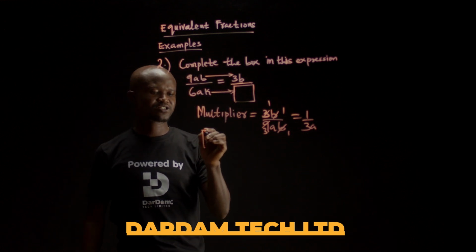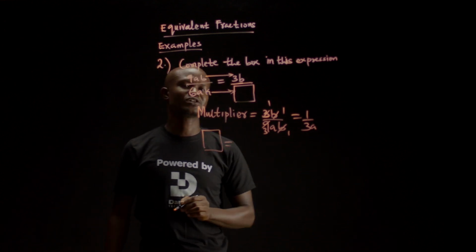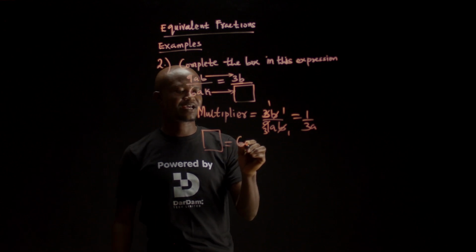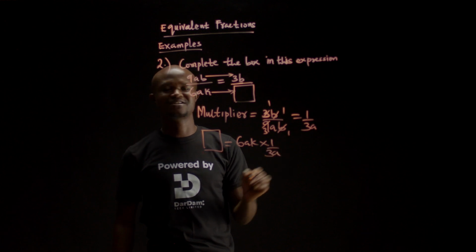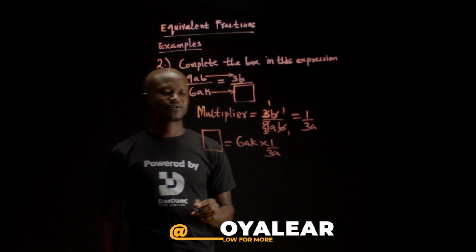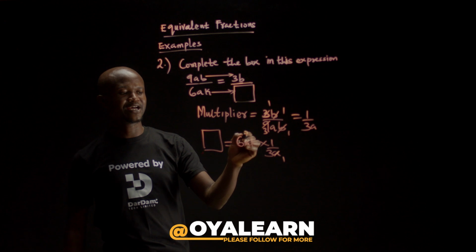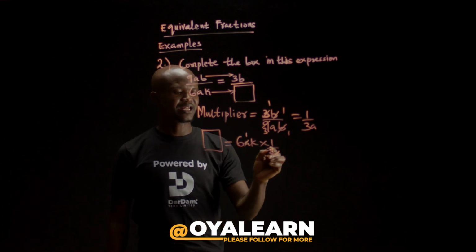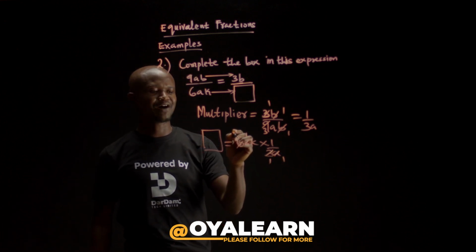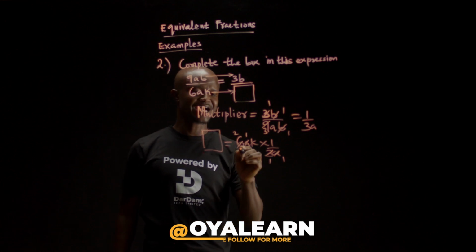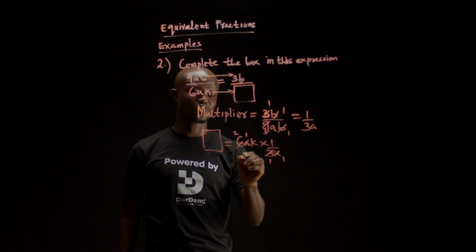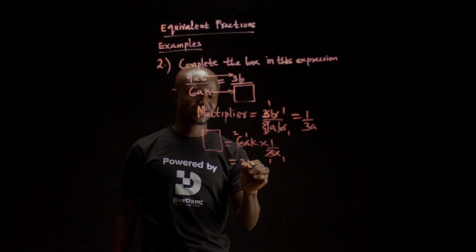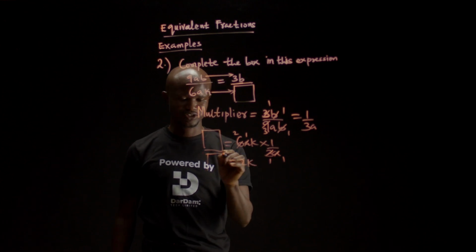So the box is going to be what? We are going to have 6ak multiplied by 1 divided by 3a. So a here 1, a here 1. 3 here 1, 3 here, what do we have? 2. So in that case, we have 2 times k, that is 2k, times 1. So we have 2k in the box.